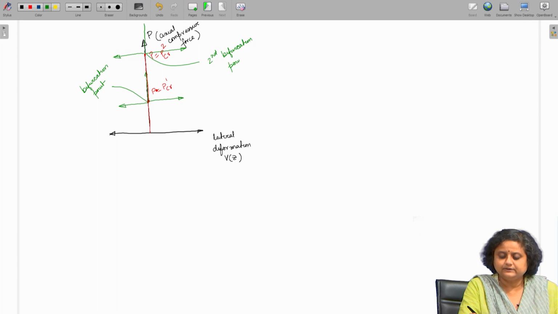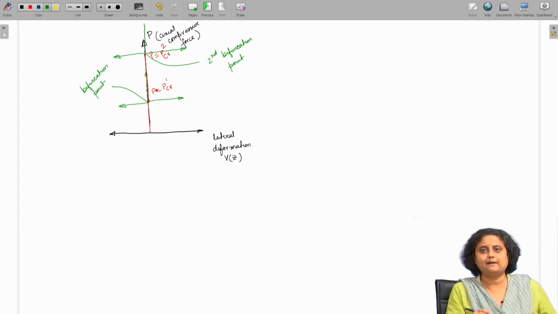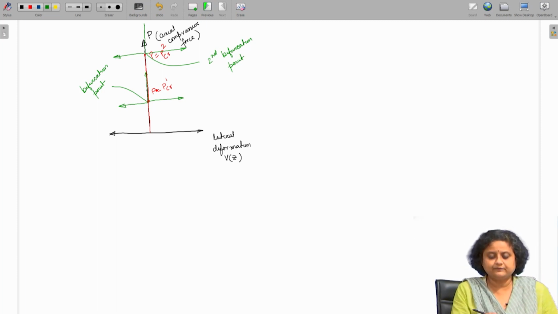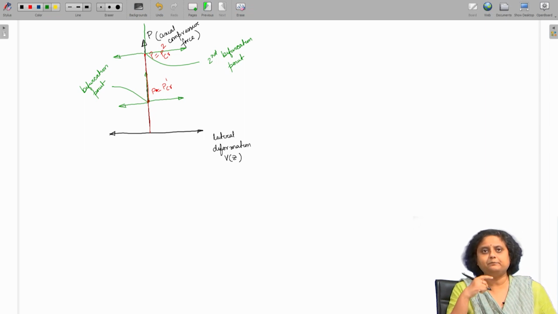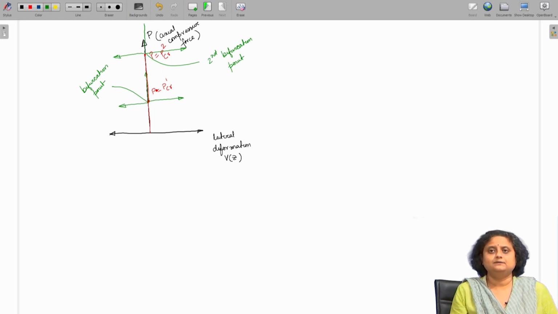And so on. This will keep on happening. Then if it does not deform and if we keep on increasing the load, then at P critical 3 we will see another bifurcation point. So, this is what happens when a perfect column is under an axial compressive load.